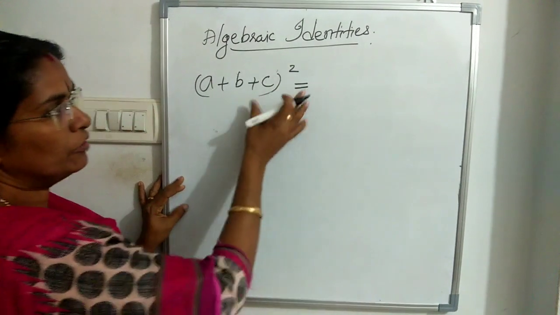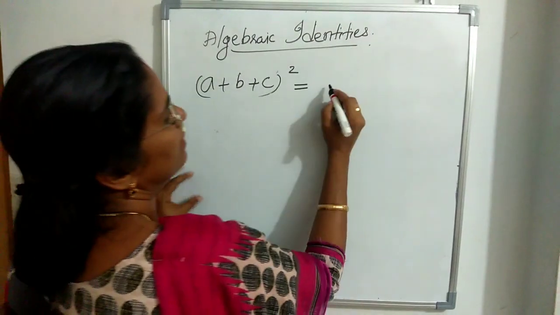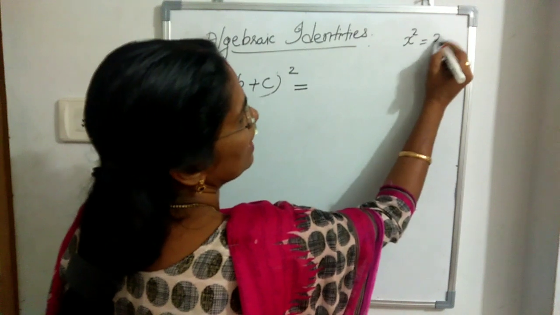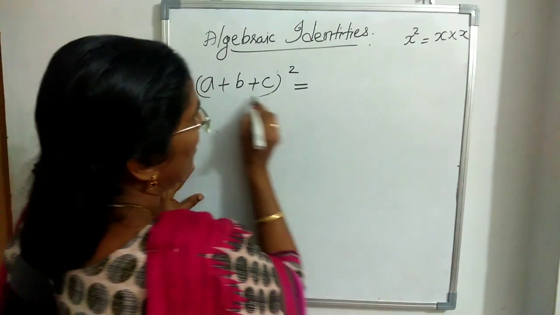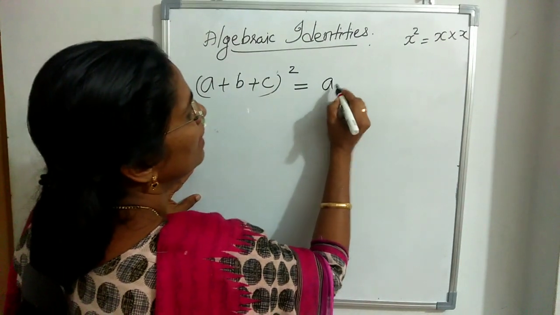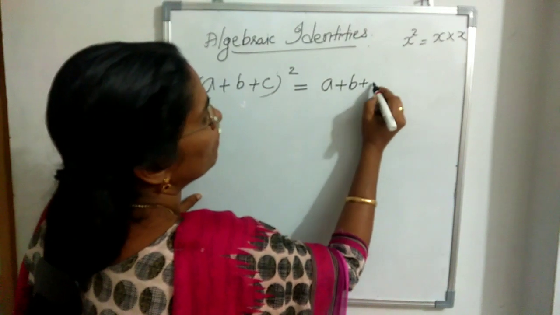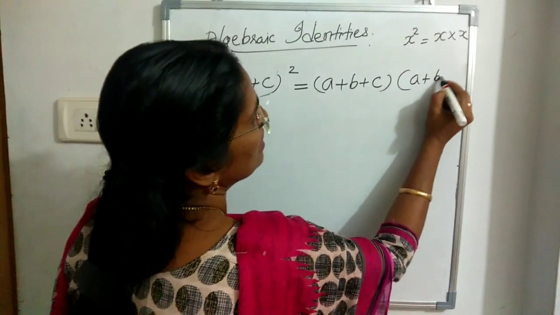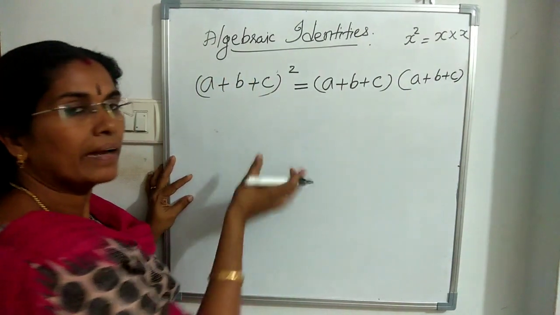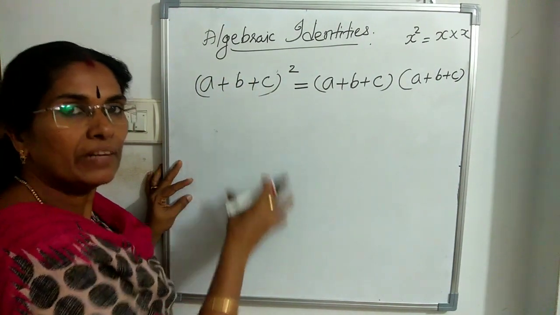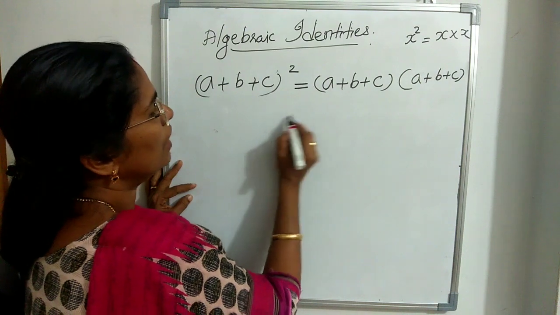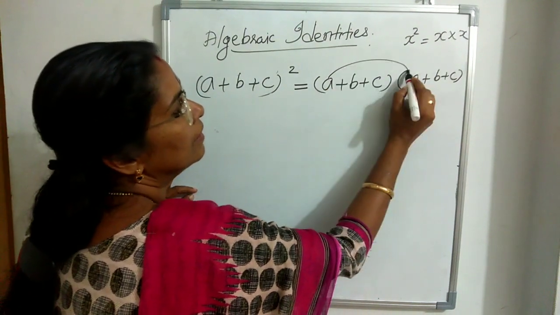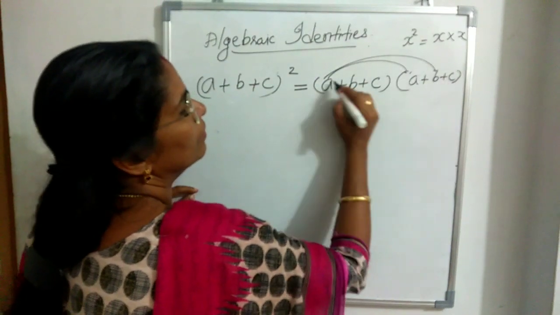So we can find out what will be the right side. We know the meaning of x square, that is x into x. Like this we can multiply a plus b plus c two times. Okay, like this we can write. In your text another method is used, anyway we will get the same answer. Now we are multiplying each term by this number.